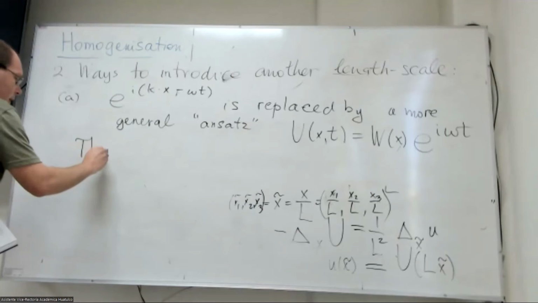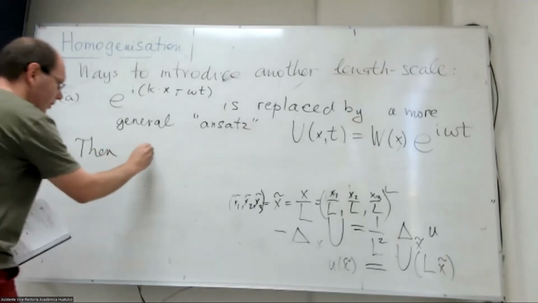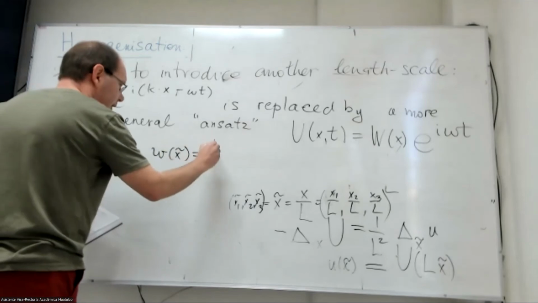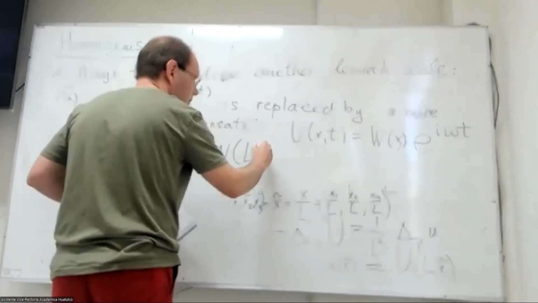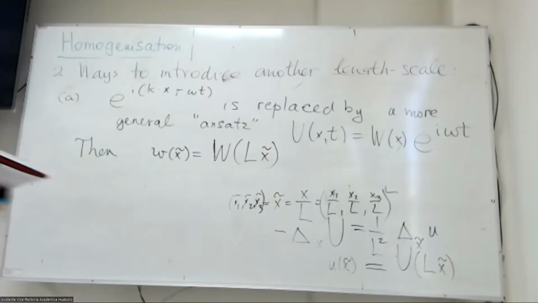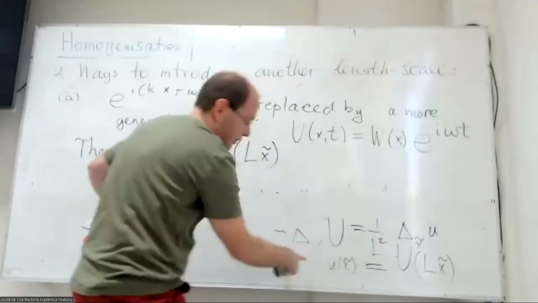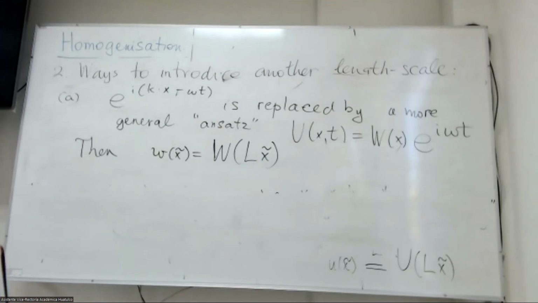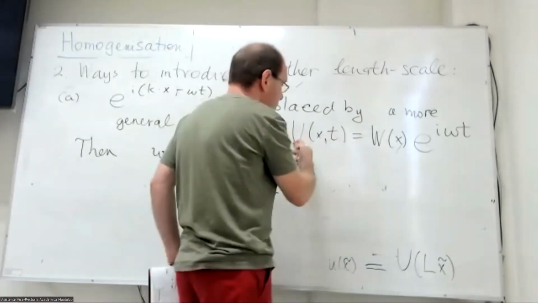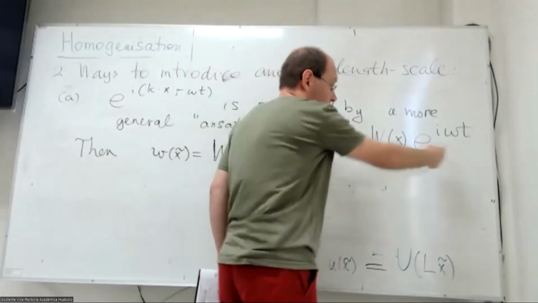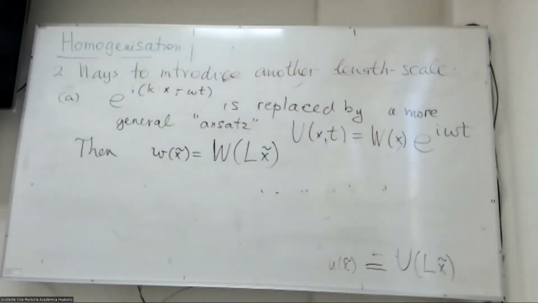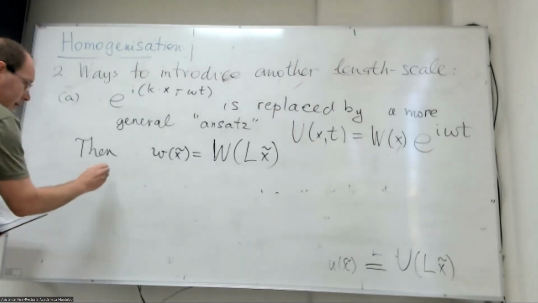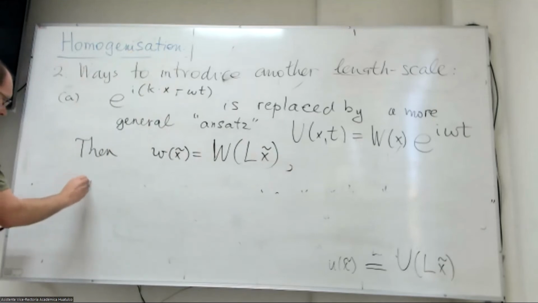Then I'm going to use lowercase w as a scaled version of capital W, in complete analogy with uppercase U and lowercase u. I just have to use other letters for them because the full capital U is that function multiplied by that time harmonic exponent. And then the equation looks like so.